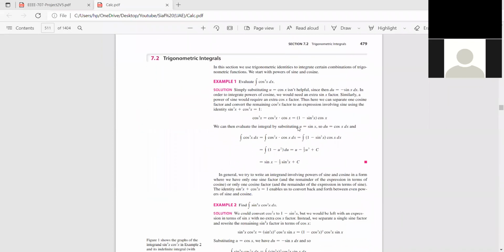Today we are going to study trigonometric integrals, which is section 7.2.